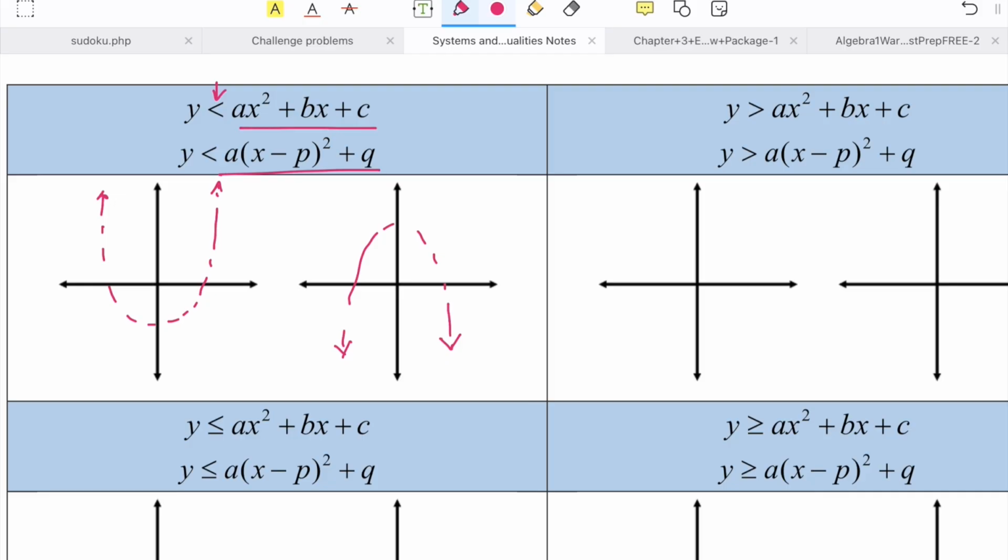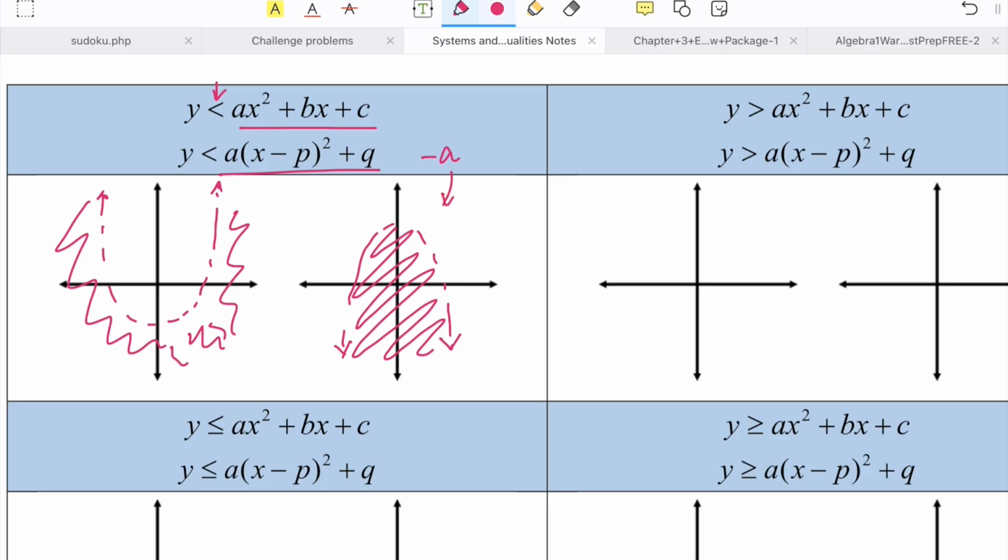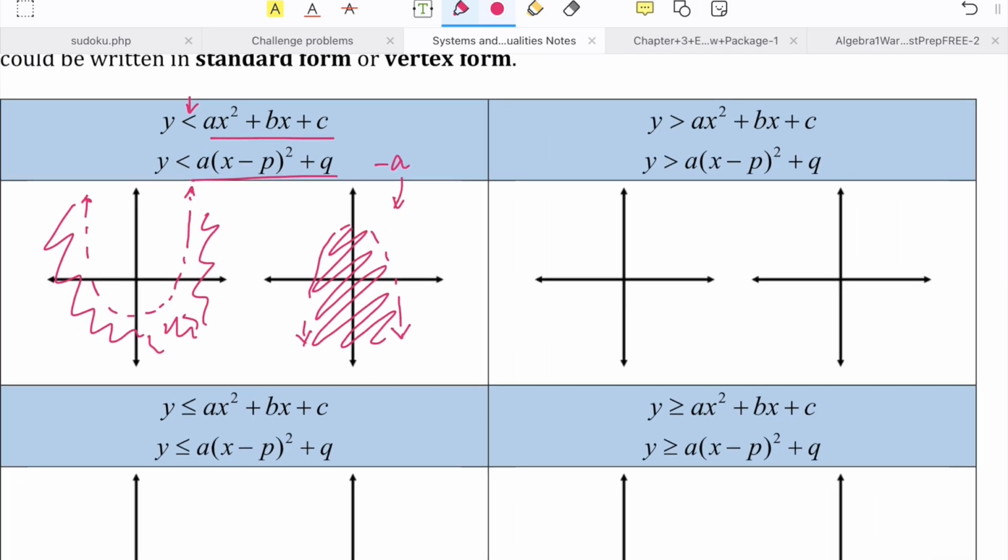It says y is less than. Less than means below or above? Below. So it'll be all this shaded region, and then below for this one will be all the shaded region over here. It can be downward or upwards. If the a is negative, then it'll be downwards. We're just looking at different options that we'll have.